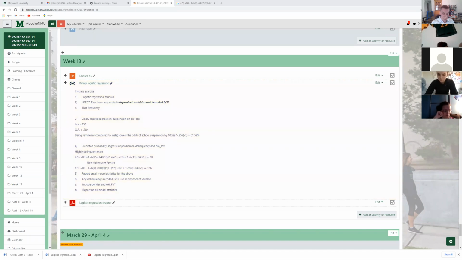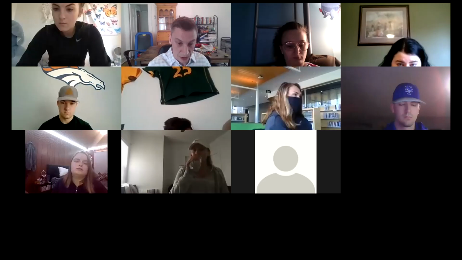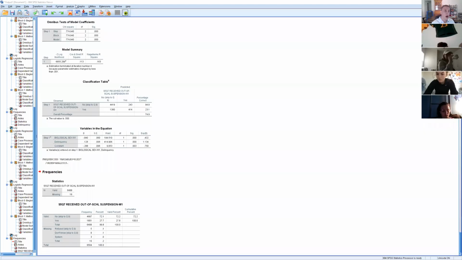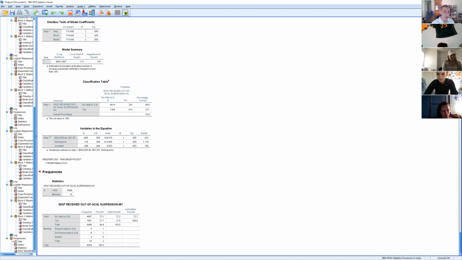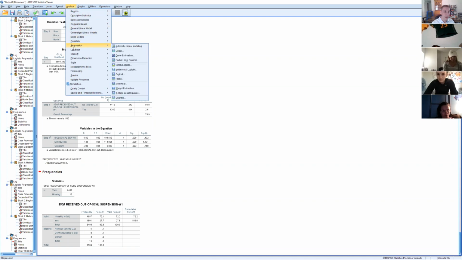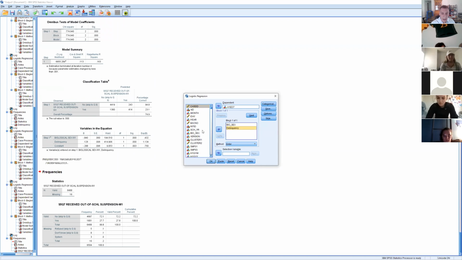What we want to do is let me share my screen with you and go to where it says analyze. We want to go down to regression, and we want to go over to where it says binary logistic. Okay, so this is a different type of regression, a different place in the menu screen that you go to do this. So you go to binary logistic regression.